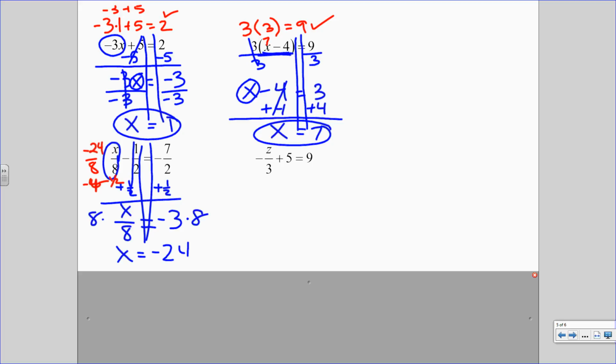Negative 3 minus a half means negative 3.5. And 7/2 is also negative 3.5, so it does work out.